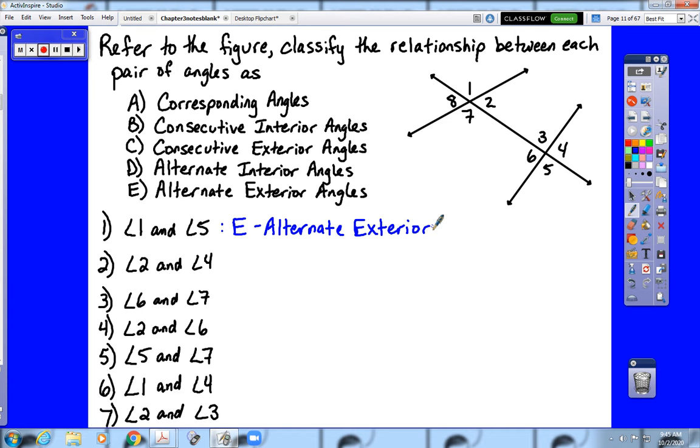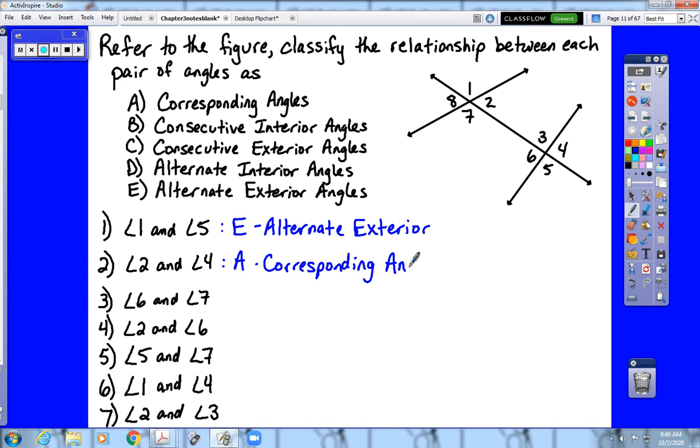So on number 2, we're asked to classify angle 2 and angle 4. If we quickly take a look at those, 2 and 4 have the same orientation at different points of intersection. That makes them corresponding angles. So you should have said A, corresponding angles.